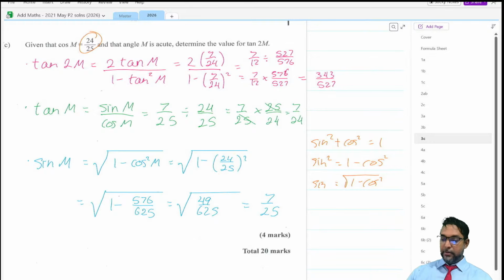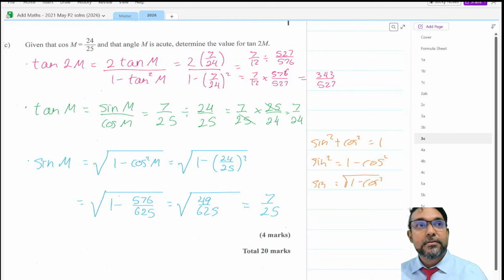And after that, I have to take that and divide it by the cos. Sine divided by cos is tan. To divide fractions, this was the protocol: change divide to multiply, and invert. So the 25 cancels, leaving us with 7 over 24 for tan. And then I just sub it in. And again, guys, after you do this, plug it in the calculator.